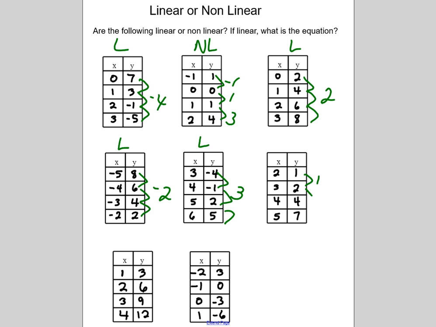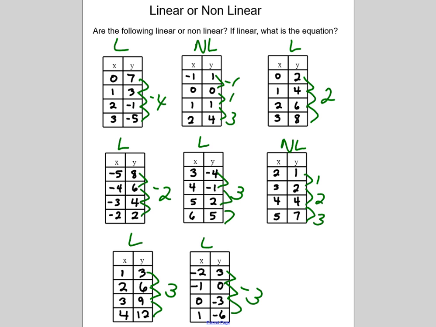Here we're going up by 1, up by 2, up by 3. It's a pattern, but it's not the same number, so it's nonlinear. This next one, we're going up by 3 every time. And this one, we're going down by 3 every time. So both of those are linear. So then it says, if it's linear, what's the equation?